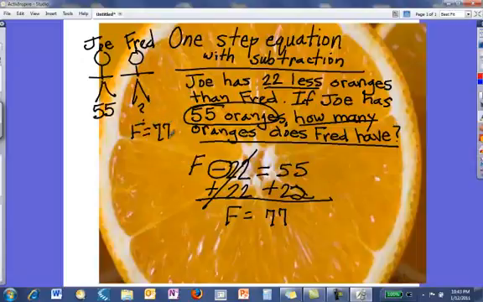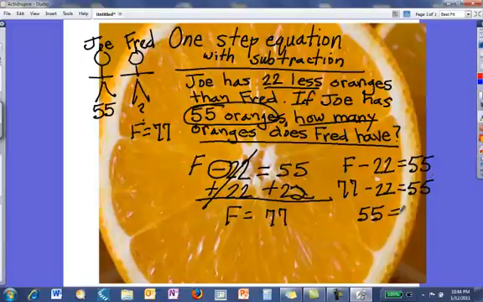77. So let's go ahead and check our work. Our original equation was f minus 22 equals 55. And when I substitute 77 in for f, let's see if that gives me what I'm looking for, which is 55. 77 take away 22 is 55. And 55 equals 55. It does check out.